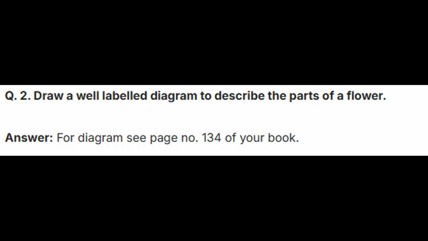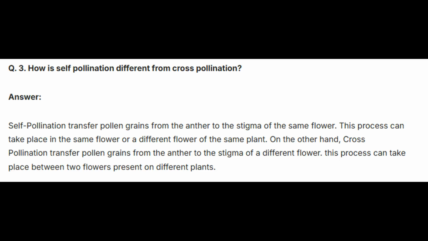Question 2. Draw a well-labeled diagram to describe the parts of a flower. Answer. For diagram, see page number 134 of your book. Question 3. How is self-pollination different from cross-pollination? Answer. Self-pollination transfers pollen grains from the anther to the stigma of the same flower. This process can take place in the same flower or a different flower of the same plant. On the other hand, cross-pollination transfers pollen grains from the anther to the stigma of a different flower. This process can take place between two flowers present on different plants.